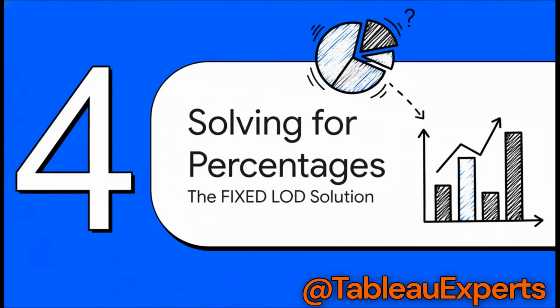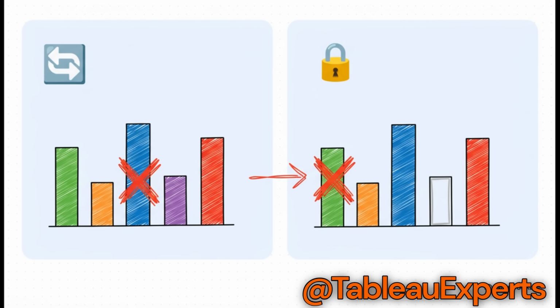Okay, problem 1 is solved. Awesome. But what about another really common headache? Let's talk about percentages. You've built this perfect chart. It shows each subcategory's percent of total sales, but the moment you filter something out, all the numbers recalculate and your viz breaks. So here's the situation. On the left, you can see what happens. When we filter out a category like, say, chairs, our percent of total calculation reruns on the new smaller total, and all the percentages just inflate. But what we really want is on the right. We want those percentages to stay put, to always show their share of the grand unfiltered total.